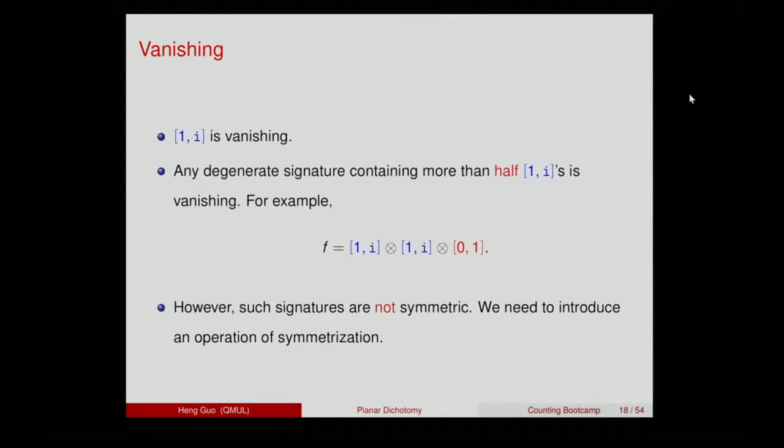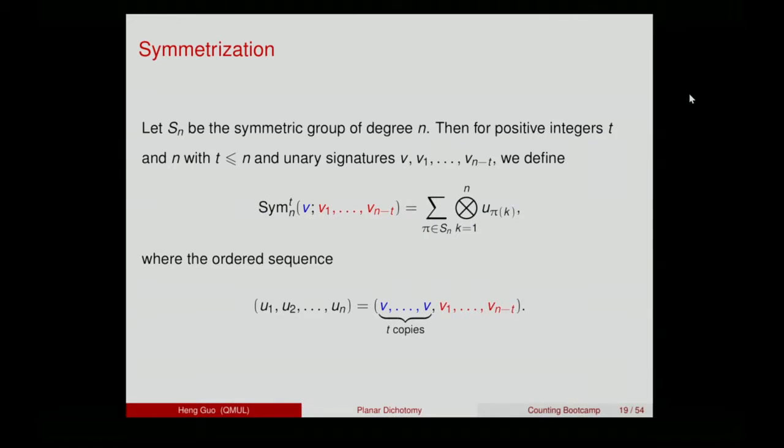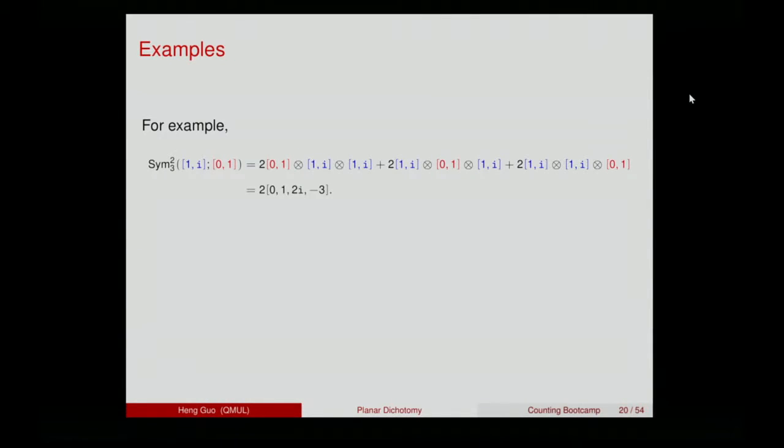But that's not quite it, because this is not a symmetric function. So we need to symmetrize it. Here's a definition of the symmetrization operation, which is just a sum over all possible permutations of these unary ones. It's very easy to understand once you write down an example. So here we symmetrize this 1i, 0, 1 thing, and we get these three terms, and we have this factor of 2 because when we swap 1i and 1i, it's the same thing, and we get this expression.